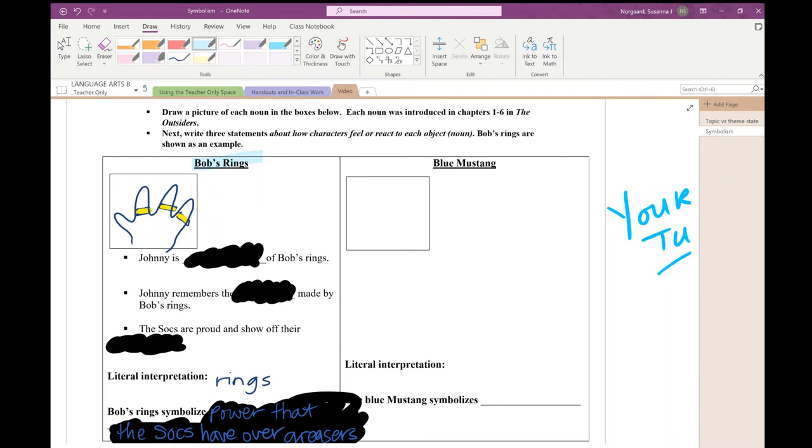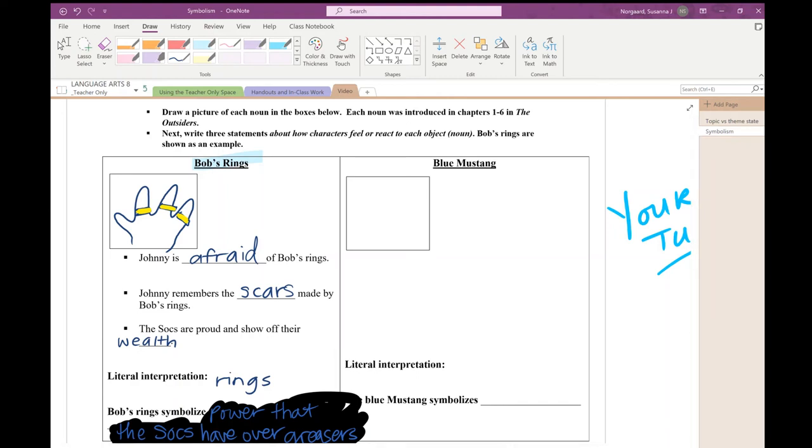So when we think about Johnny, we know that he is afraid, right? He's afraid of Bob's rings. And why is he afraid? He remembers the literal scars made by Bob's rings. They left a mark on Johnny. And what else do we think about when we think about those rings? The Socs are quite proud to show off their wealth when they wear these rings.